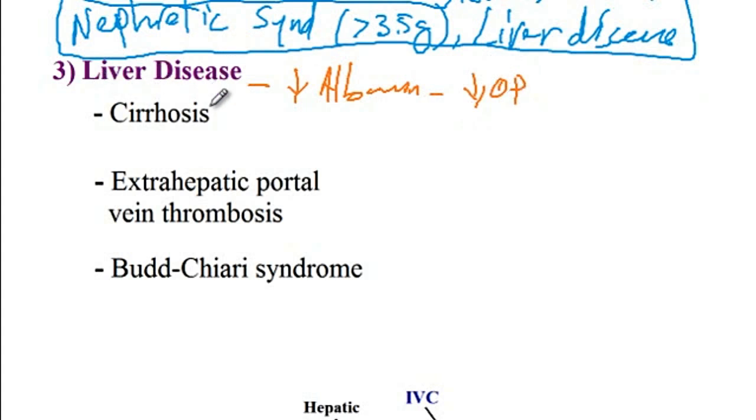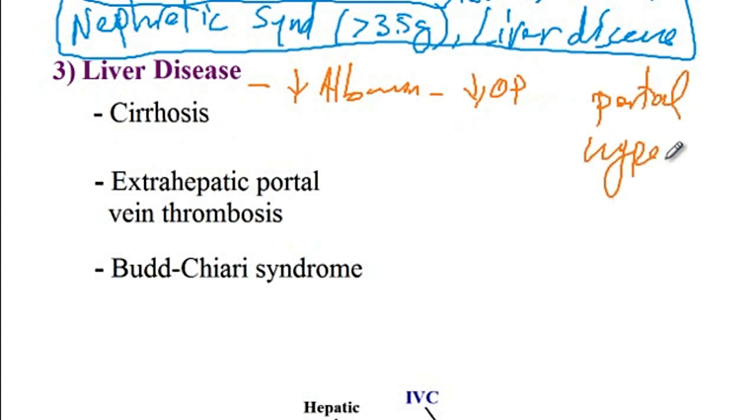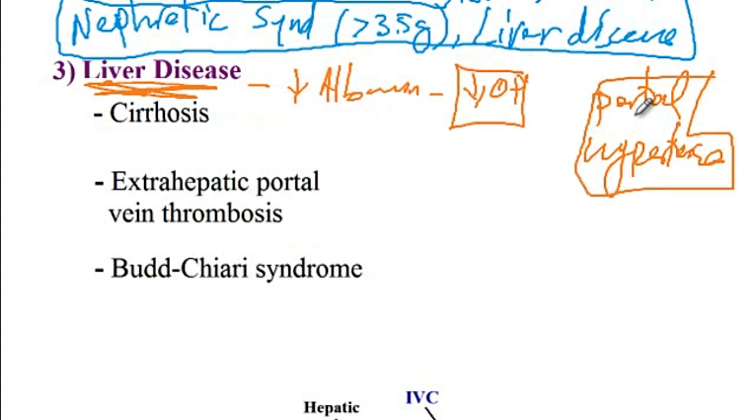Alternatively, liver disease, like for instance cirrhosis, can cause obstruction of the vessels that are inside the liver, as a consequence of which it will cause portal hypertension. And so portal hypertension increases the hydrostatic pressure, and so again fluids will leak out into the interstitial space. So therefore, just keep in mind, with liver disease, it can affect both the oncotic pressure as well as the hydrostatic pressure via affecting the portal pressure.